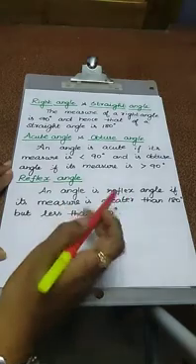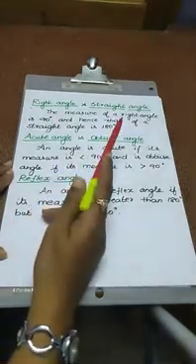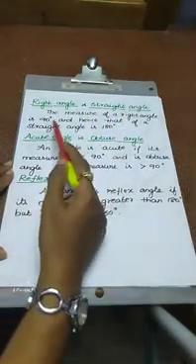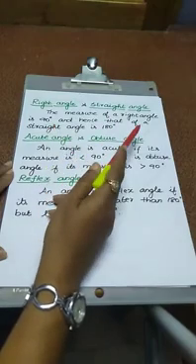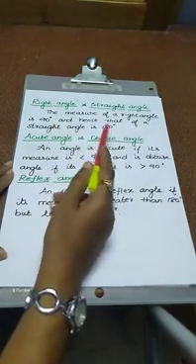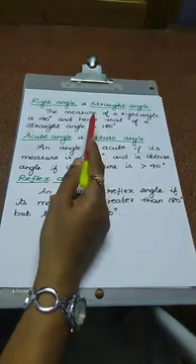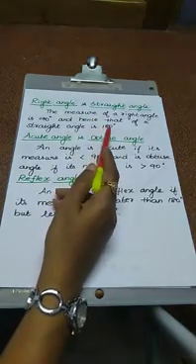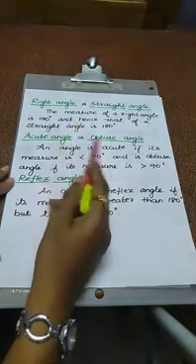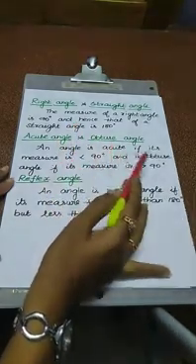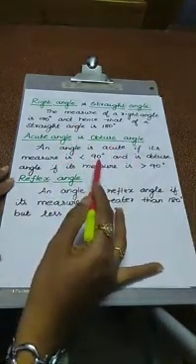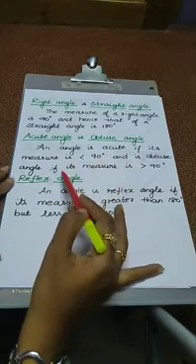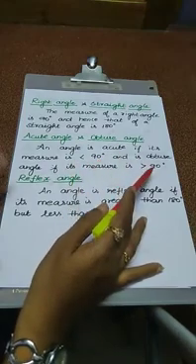Next one, definition for right angle and straight angle. The measure of a right angle is 90 degrees and hence that of a straight angle is 180 degrees. Exactly 90 degrees means that is a right angle. Exactly 180 degrees means that is a straight angle. Acute and obtuse angle. An angle is acute if its measure is less than 90 degrees and is an obtuse angle if its measure is greater than 90 degrees.